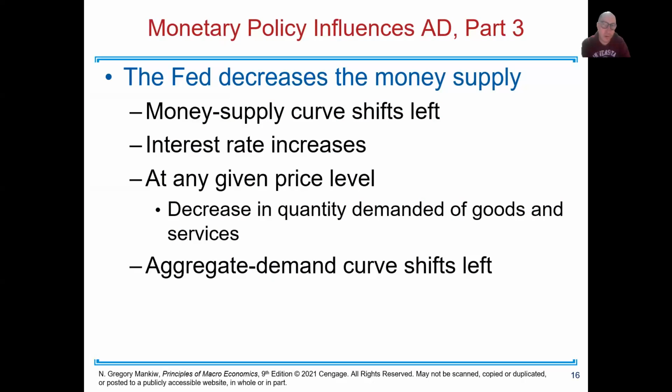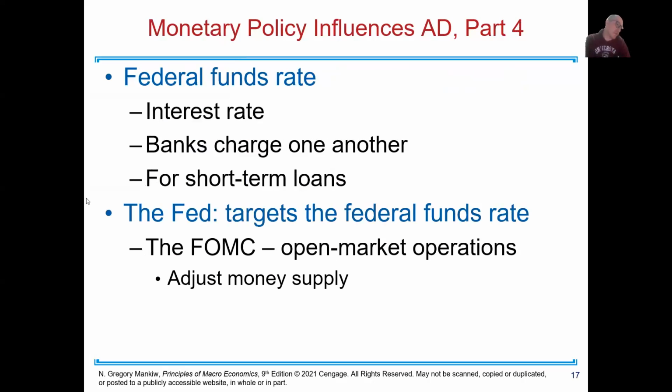If the Federal Reserve decreases the money supply, the demand curve will shift to the left. There will be an increase in interest rates, and the price will come down. I'm sorry, the price will go up when there's a decrease in the quantity demanded of goods and services. And the aggregate demand curve will shift to the left, which is the opposite of the other side.